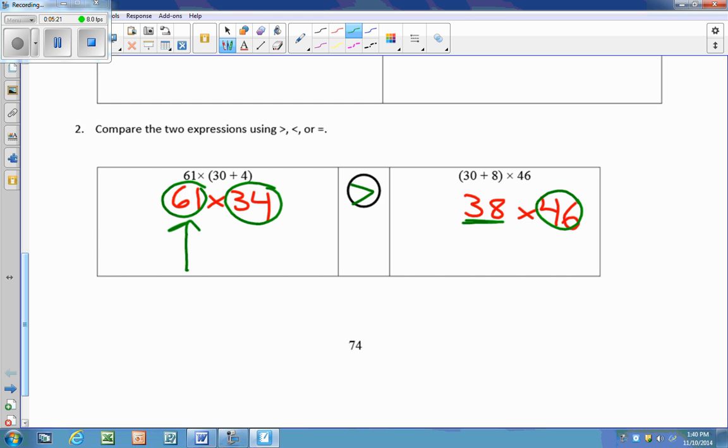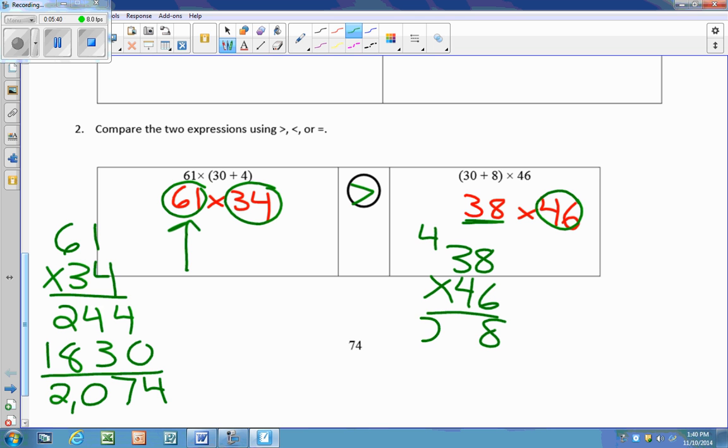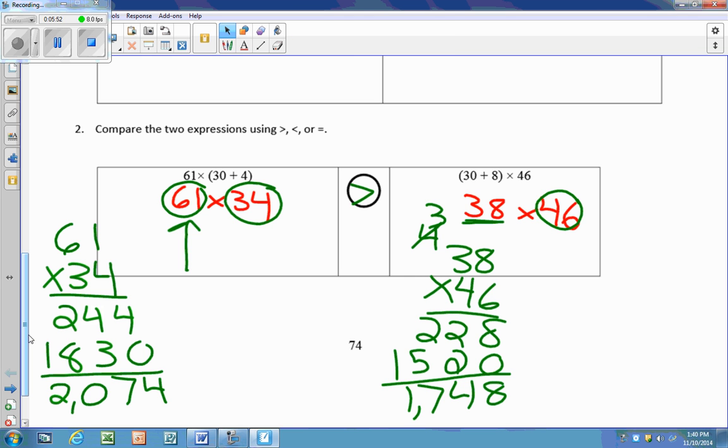If I wanted to prove it to myself, I can go to the side and do the multiplication. And then I can go over here and do the multiplication. And when I multiply these out, I can see that I was correct in thinking that the number on the left is larger than the number on the right.